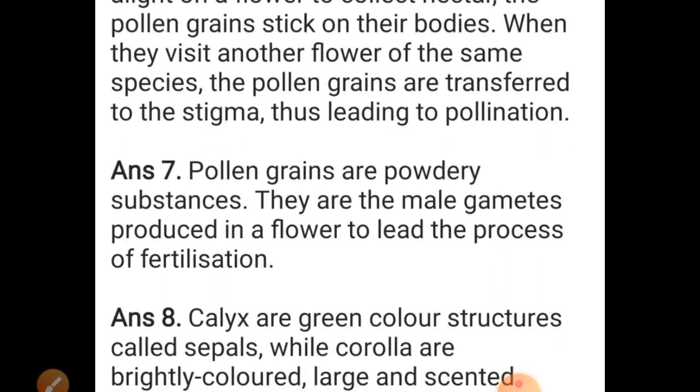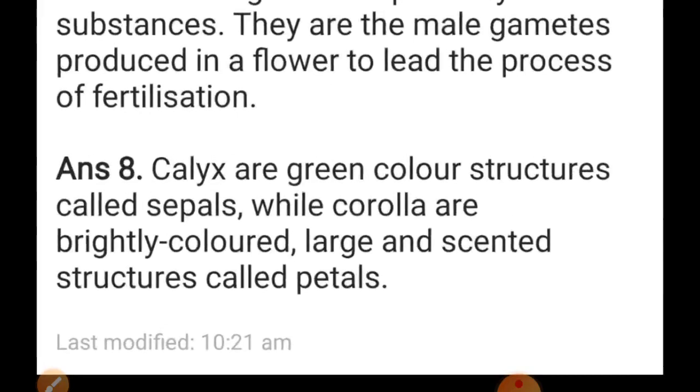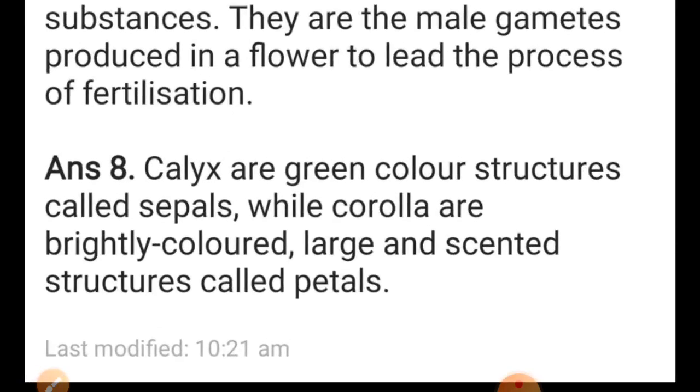Now, seventh question, what are pollen grains? Why are they produced in flower? Pollen grains are powdery substances. They are the male gametes produced in a flower to lead the process of fertilization. Now next, question number 8, give 1 point of difference between calyx and corolla. So calyx are green colored structures called sepals, while corolla are brightly colored, large and scented structures called petals.